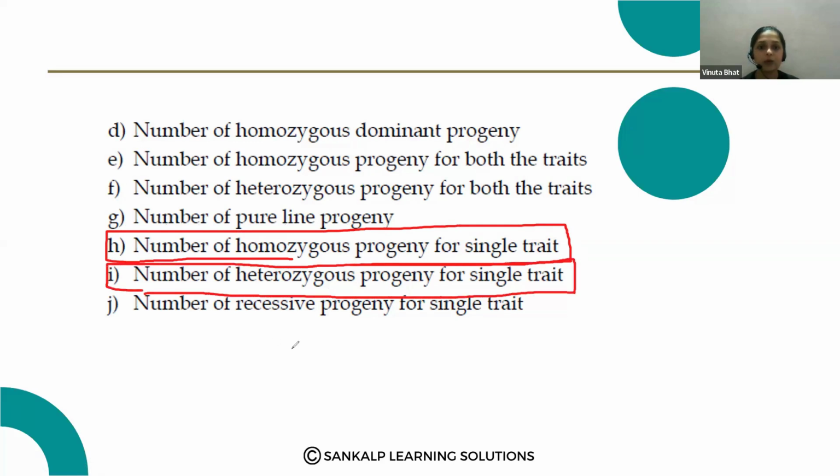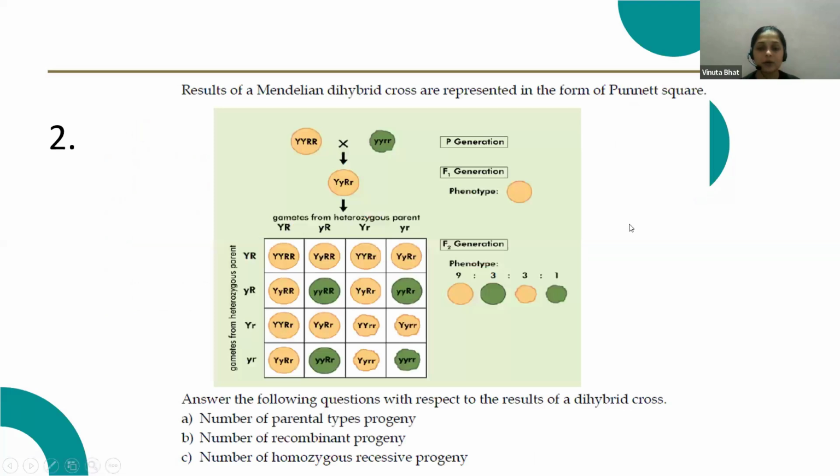For a single trait it should be in a heterozygous condition. Single trait, that should be heterozygous. Look, single trait in a heterozygous condition. This is a single trait that is in a heterozygous condition, and this is also a single trait that is in a heterozygous condition, and this one is also single heterozygous condition. Single, that is a heterozygous condition. So like that you should find out the answer.